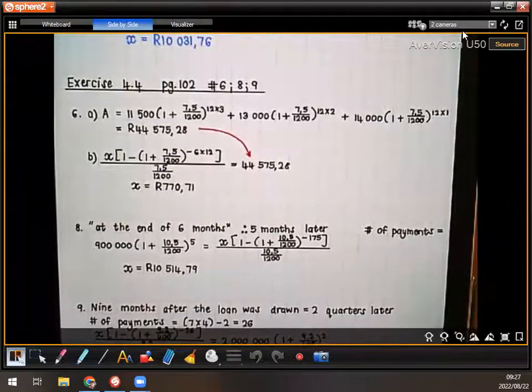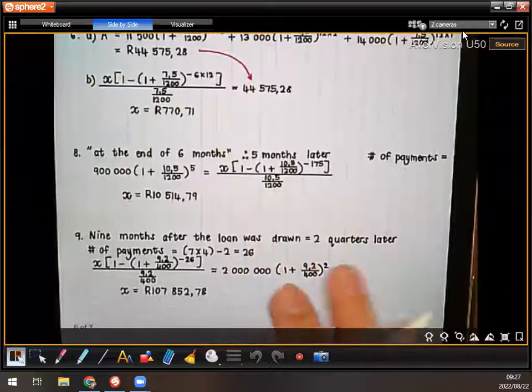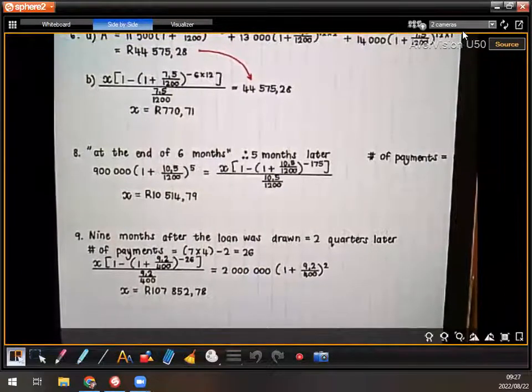Now, number 8 was a deferred payment question. Taking out a loan of 900,000 rand, but now she pays back the loan by equal monthly installments over 15 years after the loan was drawn, but her first payment was made at the end of 6 months. Now guys, remember, the end of 6 months is actually only 5 months later, because normally the first payment will be at the end of the first month. Alright? So the end of the 6th month is going to be 5 months later.